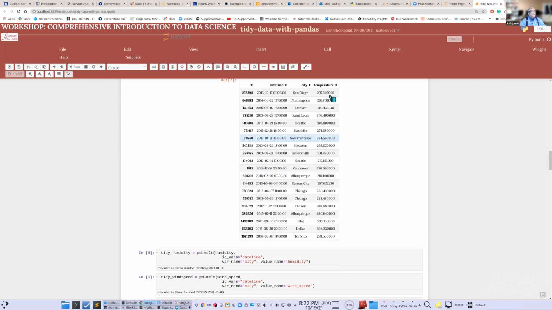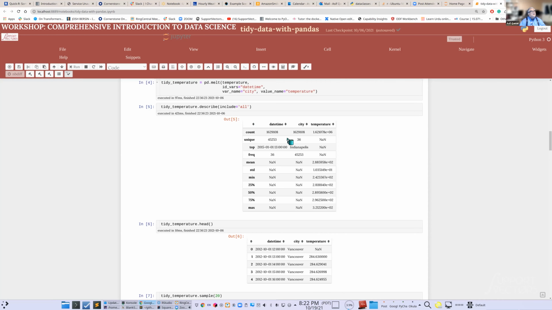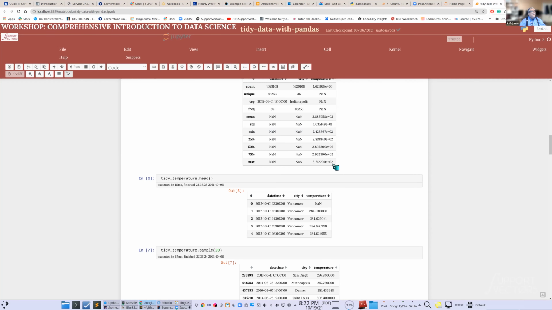So for example, now you can actually do a describe. When you do a describe, see how logical it looks. Given the temperature, describe shows how many date time values you have, how many city values are here, and for temperature, of course, there's a minimum temperature and a maximum temperature.